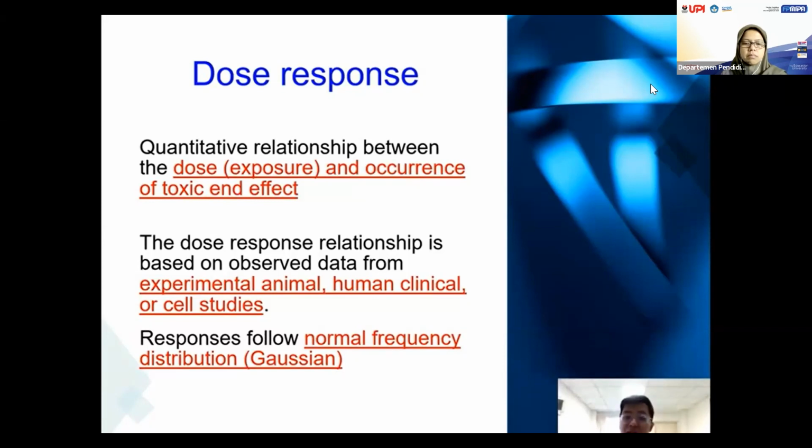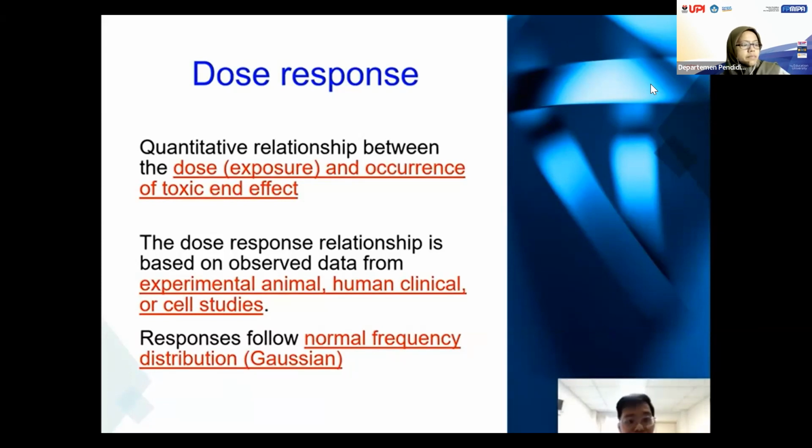The observed data means that they are experimental data from animal study. They can be from human clinical study, but it is very rare, unless it is for something beneficial. For example, if you develop a new hypertension medicine, you can target those people with hypertension and look at their response. We want to see how many people actually are cured by this kind of medicine. So we can get this kind of data from the human clinical trial.